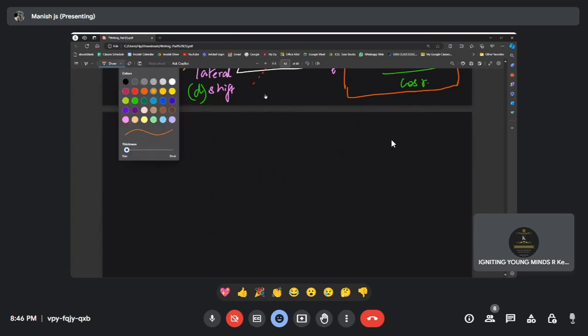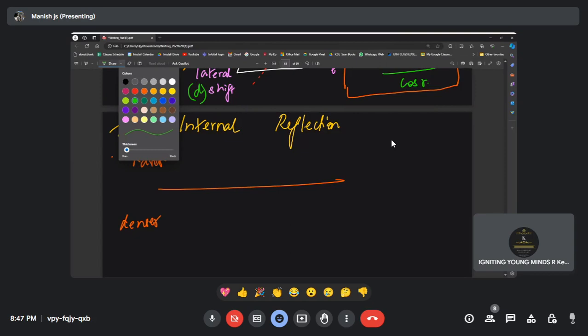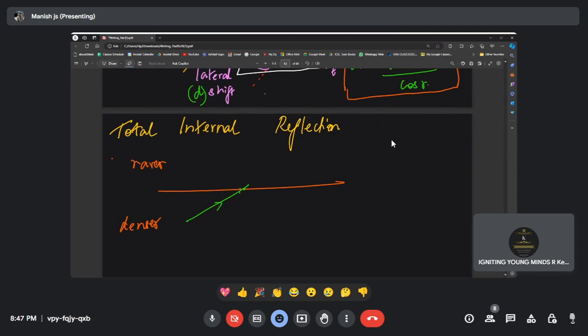After lateral shift, we have another concept called total internal reflection. Now what is total internal reflection? What does this term literally mean? When a light ray is trying to travel from one medium to another, particularly from denser to rarer, it gets reflected back in the denser medium. When a light ray travels from denser to rarer medium, you know that at this point the light ray is going to bend away from the normal.